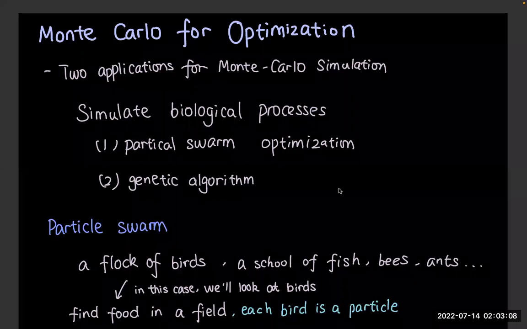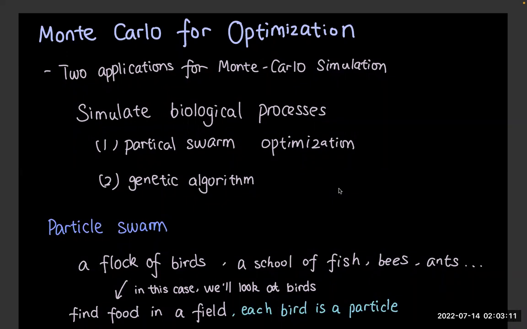For lecture 6, we are going to study Monte Carlo methods for optimization. So this will be two applications for Monte Carlo simulation. After we know how to generate random numbers or random variables, we can then use them for simulating the so-called stochastic processes. That is, the processes that involve randomness. In particular, we shall simulate two biological processes that involve randomness. One is the particle swarm method for optimization, and the other is the so-called genetic algorithm for optimization.